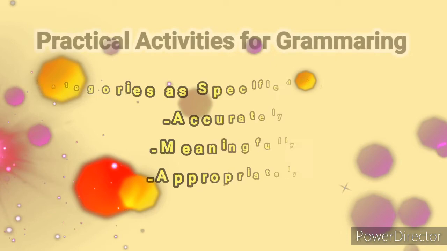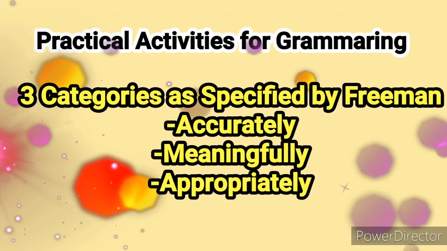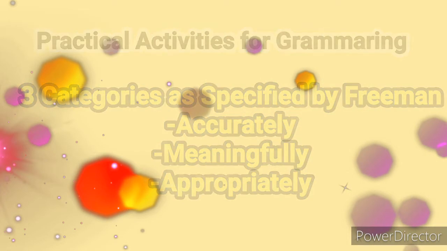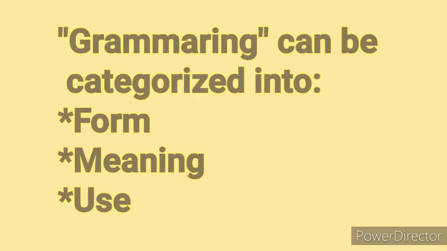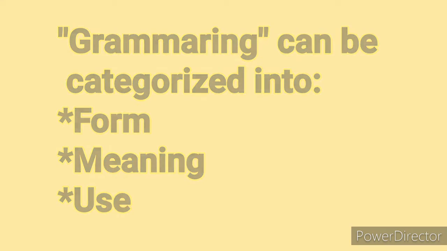The practical activities that are used in grammaring fall into three categories as specified by Larsen-Freeman's definition of the term. Given that language should be used accurately, meaningfully, and appropriately, emphasis is laid upon form, meaning, and use. In general, the practical activities that are used in grammaring can be categorized into form, meaning, and use. First, let us focus on form.